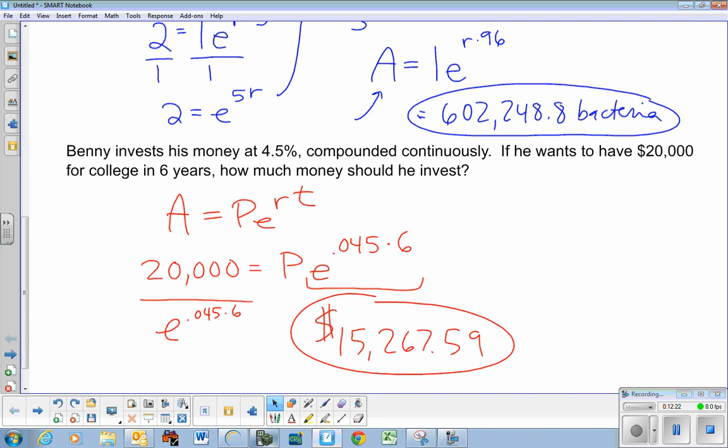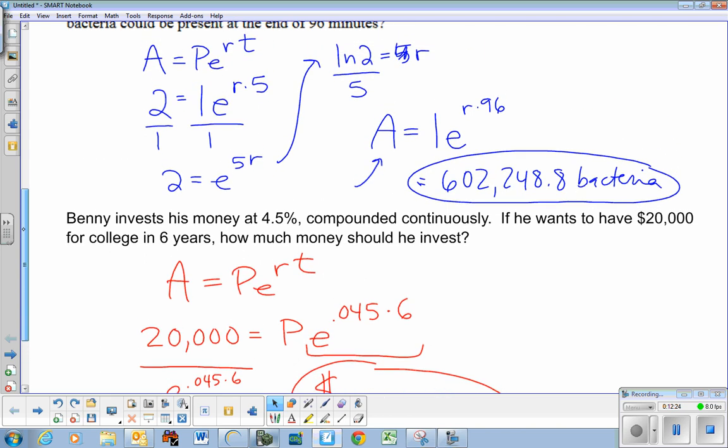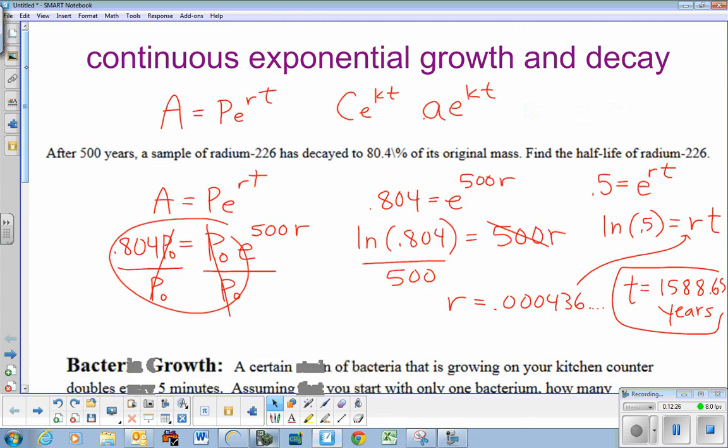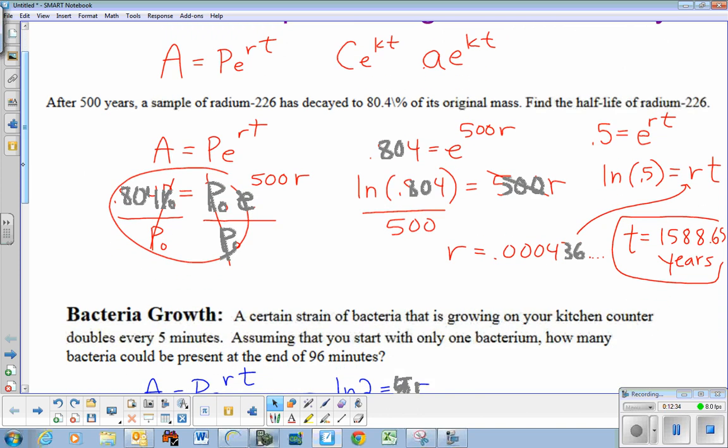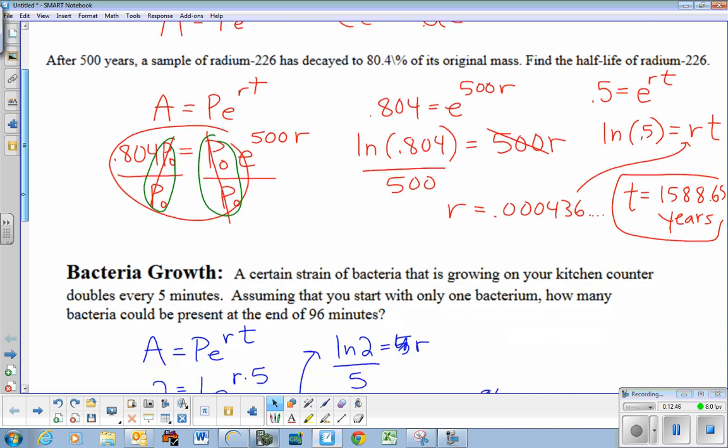All right, so we are going to end there. These examples are all A = Pe^(rt). You should be able to solve for different unknowns throughout the formula. Remember, on these radioactive type questions, a lot of the time you're going to cancel things out like this. So don't feel like there's information that you weren't given. You just have to use the information you were given correctly.